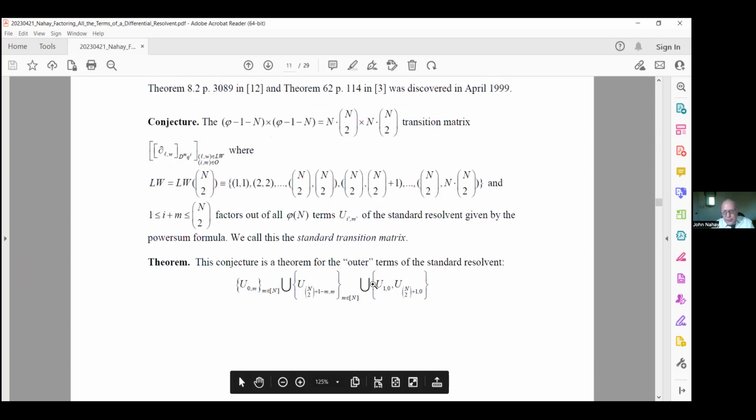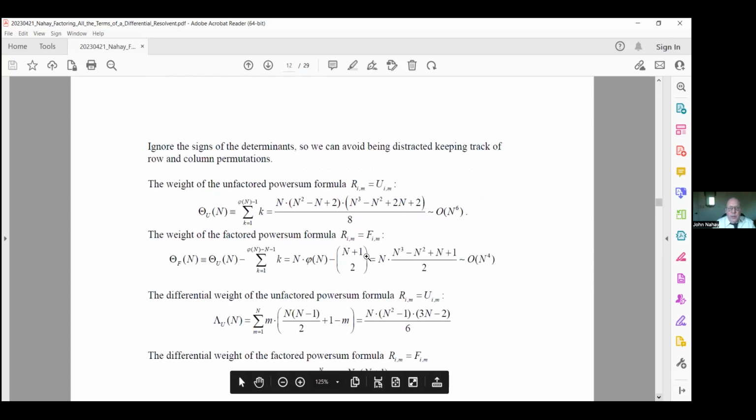Yeah, right. So these terms I've known since 1999, but only since December do I now believe I found a way how you factor it out for the other terms. And just why are we talking about factoring? Okay, so the weight of the unfactored power sum formula for the standard resolvent is of order n to the 6. This is what it is.